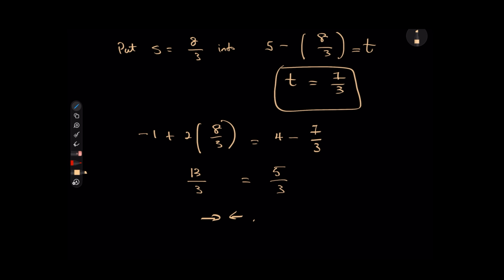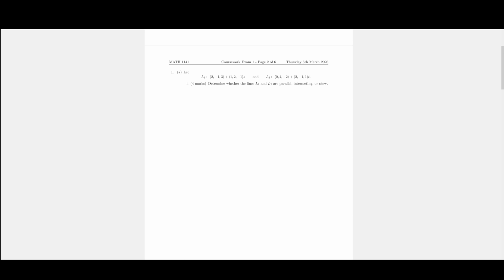Okay, so that was the end of question 1A, subpart 1. Now we're still on question 1A, but we're on subpart 2. Let's pull the question back up. Subpart 2 asks us to find the distance between the lines L1 and L2.